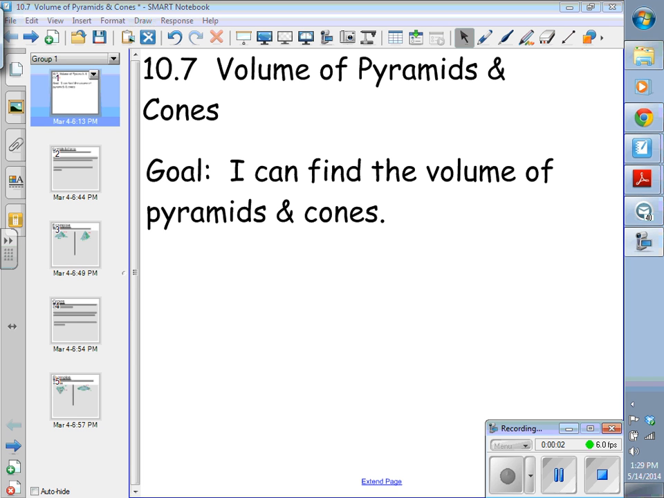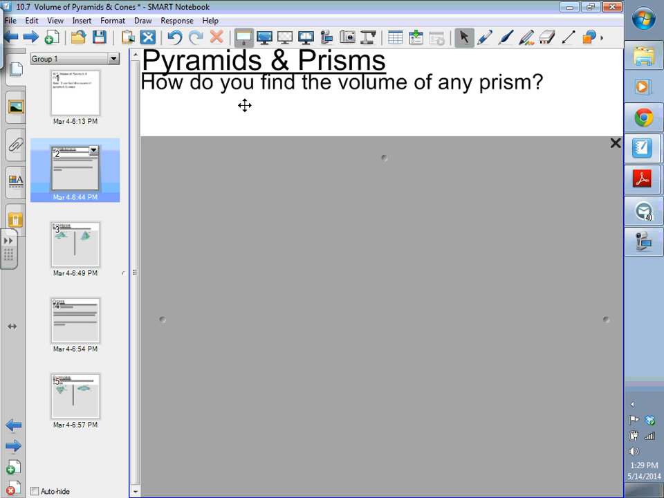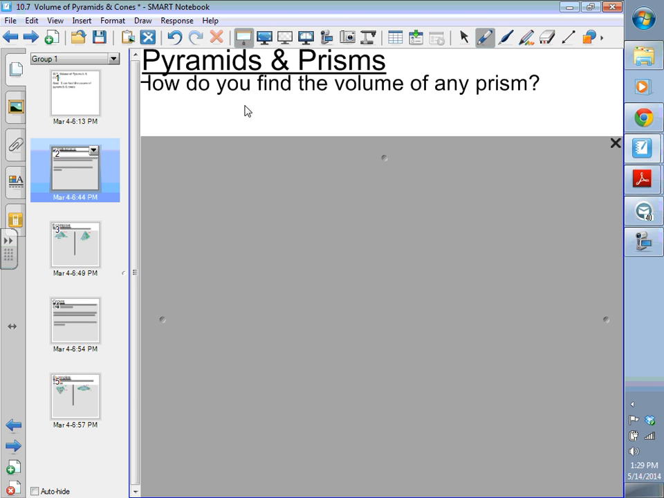Today's lesson, we are finding the volume of pyramids and cones. Our goal is that we can find the volume of pyramids and cones. So how do we find the volume of any prism? Hopefully we remember that the volume is equal to the area of the base times the height.